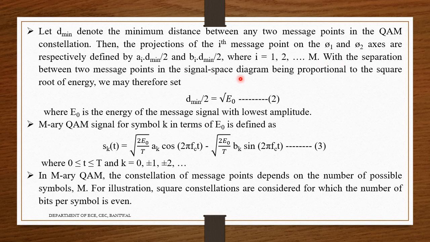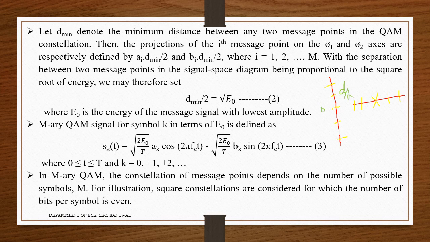With the separation between these two points in the signal space diagram being proportional to the square root of the energy, we may therefore set d minimum by 2 equals square root of E naught. And remember, phi 1 is taken horizontally, and phi 2 will be vertically. If this is 0, this is the first point, this is the second point. This is minus, this is plus. And here also, if we take 0 here, plus 1, 2. Here minus, plus. So how we are representing here, that will be the mean here. So it is 0, d by 2, like that.